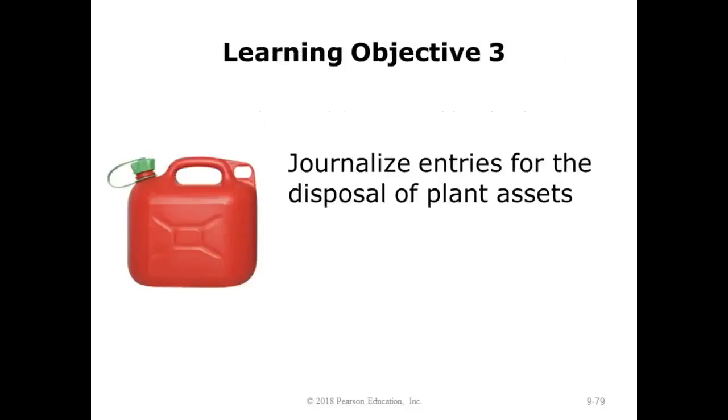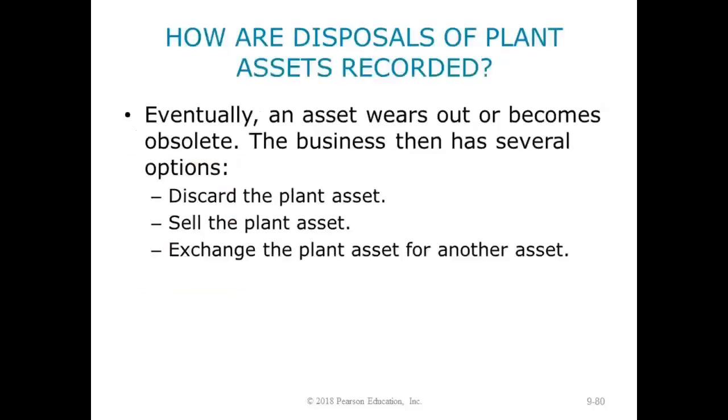Now, let's talk about disposing of plant assets. Sometimes an asset's going to wear out, or we just don't need it anymore, or it becomes obsolete. So we've got a couple of things we can take a look at. Number one, we can get rid of the asset, we can sell it, or exchange it for another asset. We can do any one of those three, and that's fine. So let's talk about a couple of these things.